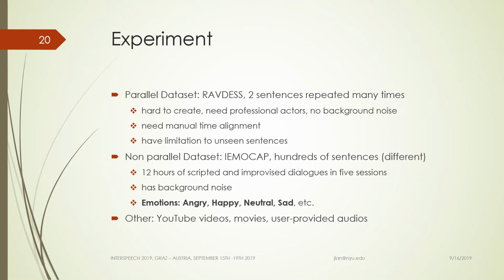Here's the experiment part. We use the non-parallel dataset EmoGAN. It has hundreds of sentences pronounced by different speakers. The entire data has 12 hours of scripted and improvised dialogues in 5 sessions, and it has background noise. We use the 4 most popular emotions: angry, happy, neutral, sad, to conduct our experiment. Our approach can also apply to other datasets like YouTube videos, movies, or user-provided audios. There are no limitations of our approach.